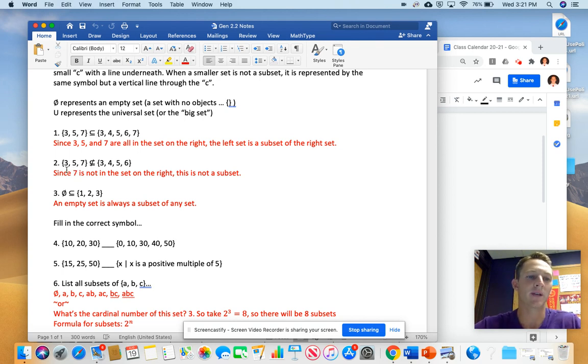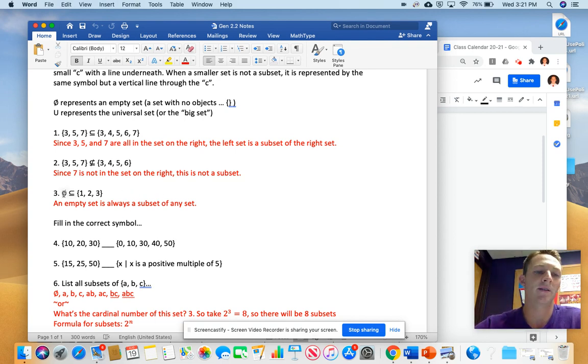Moving on to number 2, same idea. Is the smaller set a subset of the universal set? Are 3, 5, and 7 in this set on the right? Well, there's 3, there's 5, but we're missing a 7, so it is not a subset. Hopefully this makes sense. Here's a 0 with a line through it. What's that mean? It's talking about an empty set. Well, an empty set is always a subset of any set. We'll kind of get into that later with proper subsets and improper subsets.